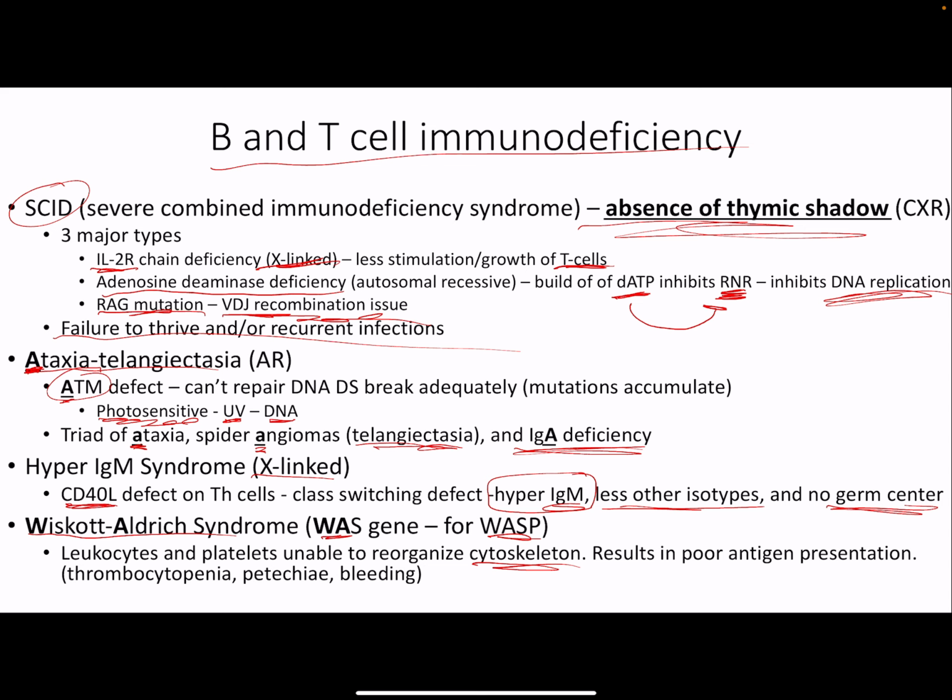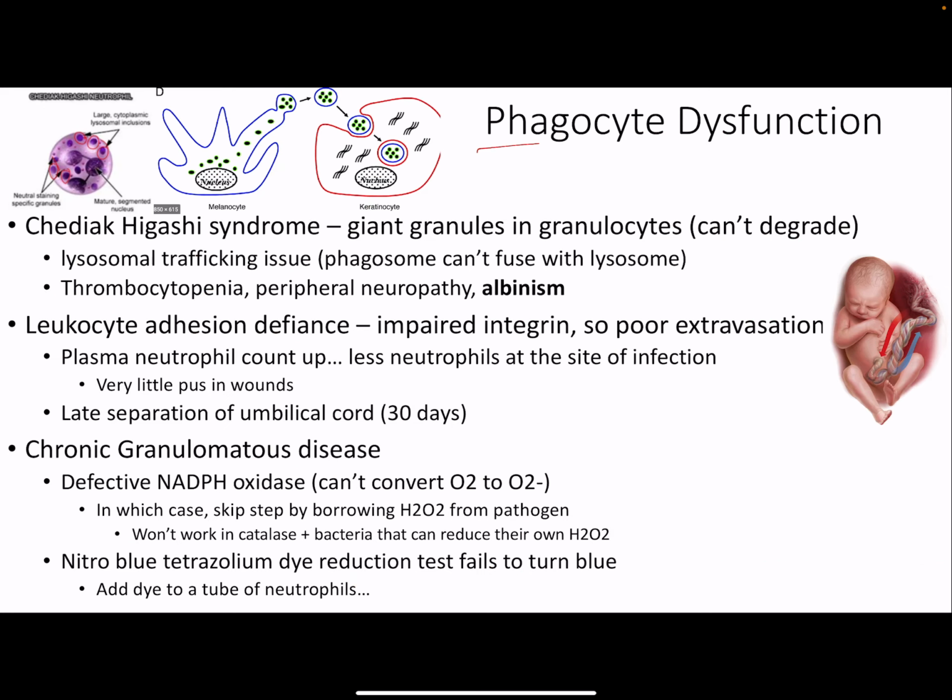If you can't rearrange the cytoskeleton, when I want to move an antigen to an MHC at the surface of my cell, I have to move it around with my microfilaments. So antigen presentation is an issue, and this causes thrombocytopenia and petechia and bleeding. Phagocyte dysfunction.